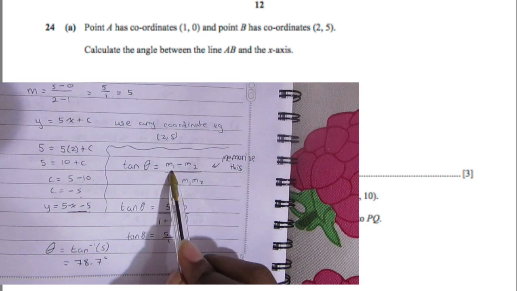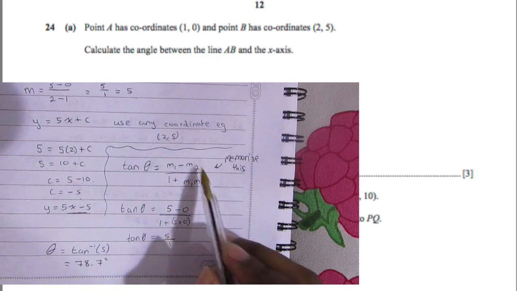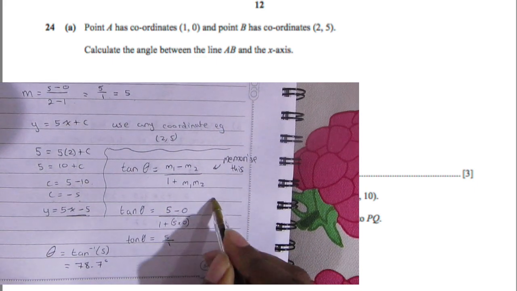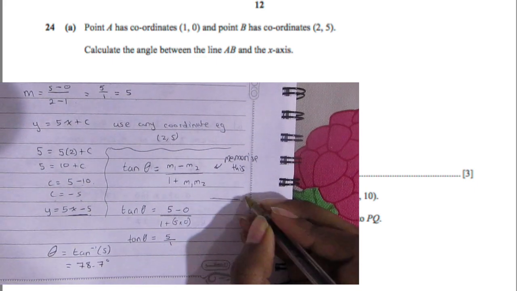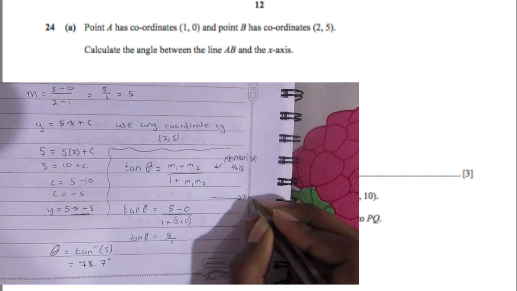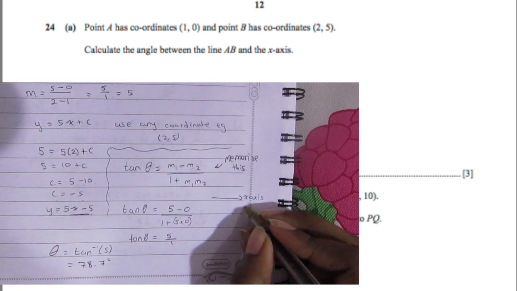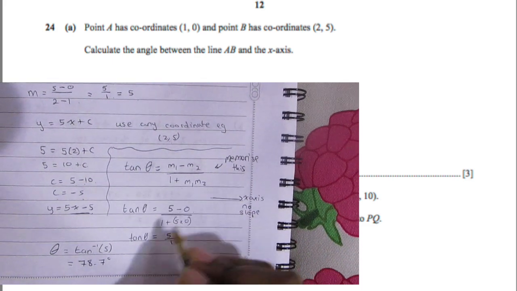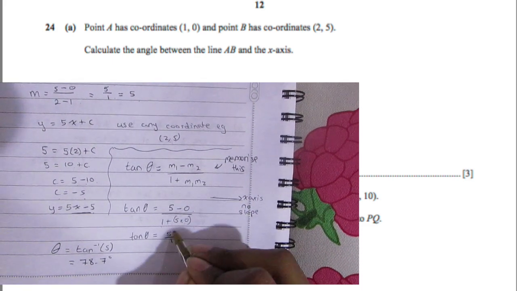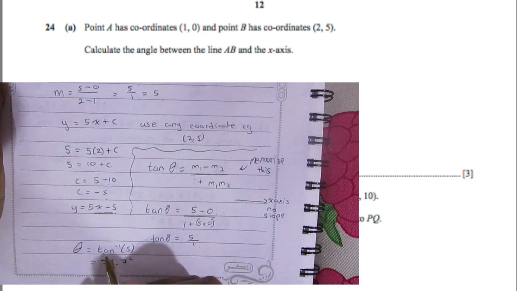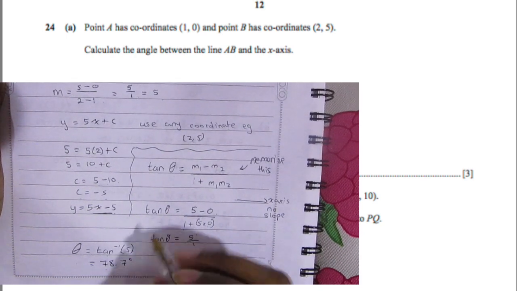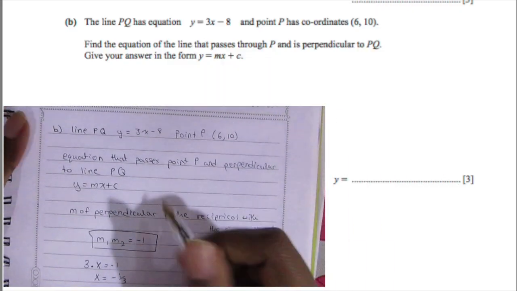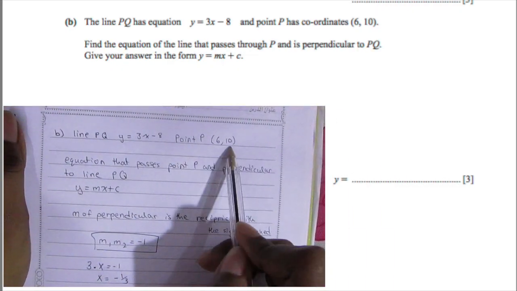So the first gradient is 5. The second gradient is 0, the x-axis, no slope. So 0, then 1 plus 5 times 0. So that's 5 over 1. Then theta is tan inverse 5. So that's 78.7 degrees. Then line PQ is this and point P is this.